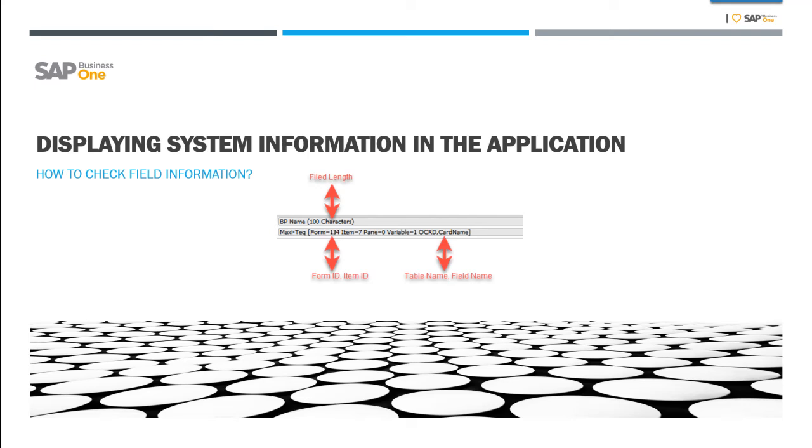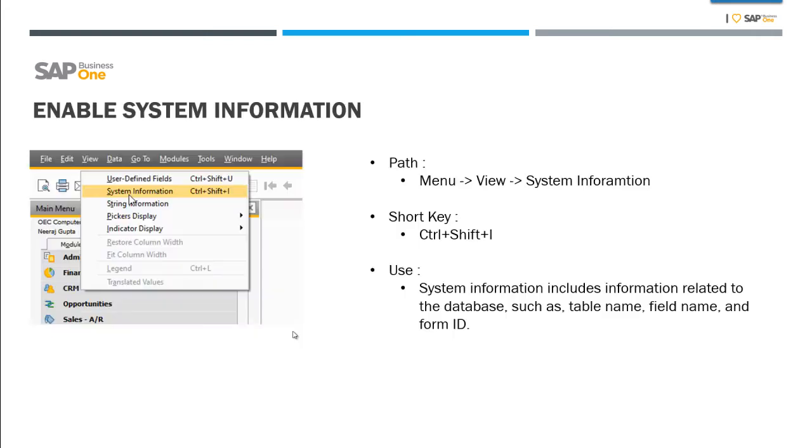Welcome everyone. In today's session we are going to check how to display the system information on the status bar. To enable the system information we need to click on View, then click on System Information, or we can use the shortcut key Ctrl Shift and I. Once we click on System Information, the system information will be enabled.